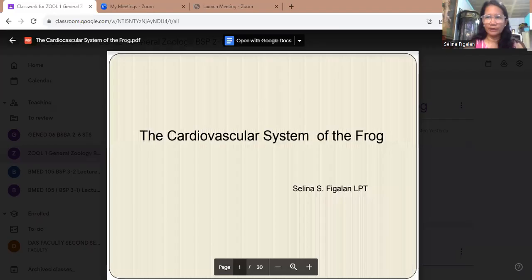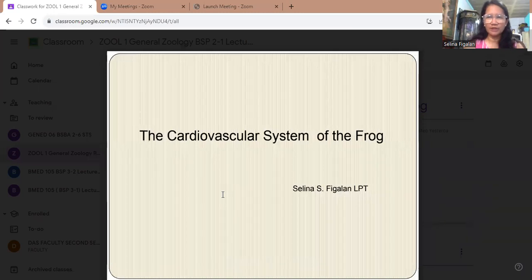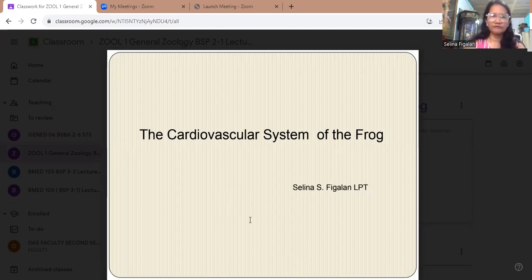System of the frog. Okay, so this is our next lesson. This will be your introduction to human anatomy and physiology. But since our subject is about zoology, we're focusing on animals. The animal we chose to feature is the frog. So this is about the cardiovascular system of the frog.